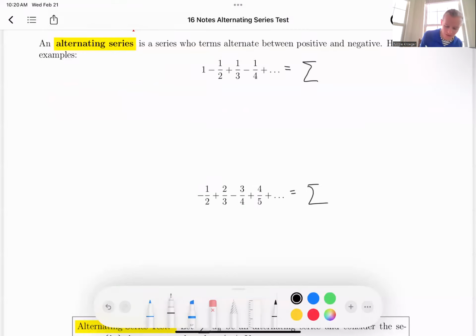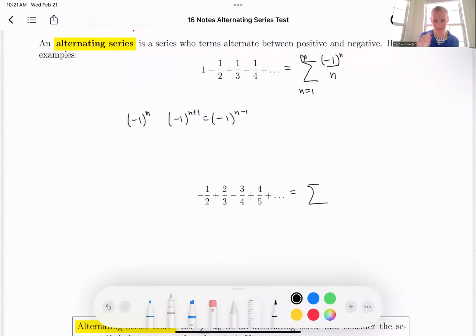If I just had 1/2, 1/3, 1/4, that looks like the harmonic series. So this would be 1 over n from 1 to infinity. But then we have those negative signs. The way to account for a negative sign is to put a (-1) to the n in here somewhere. We can either use (-1) to the n or (-1) to the n plus 1, which is equivalent to (-1) to the n minus 1.